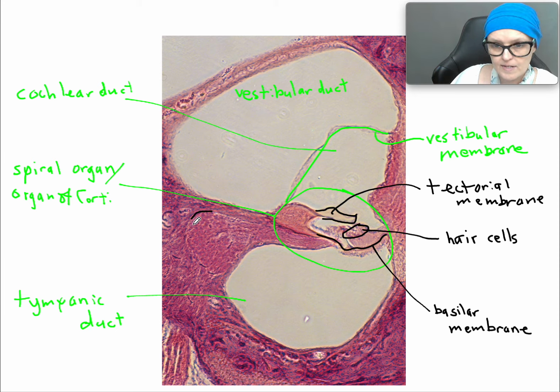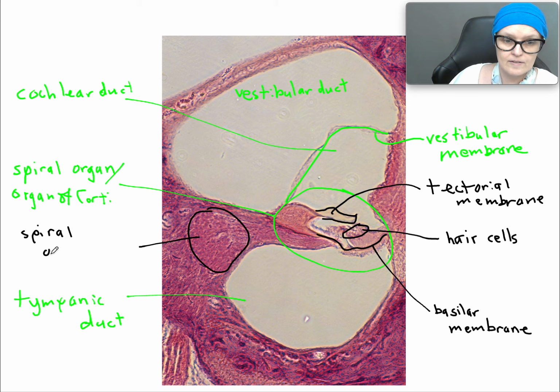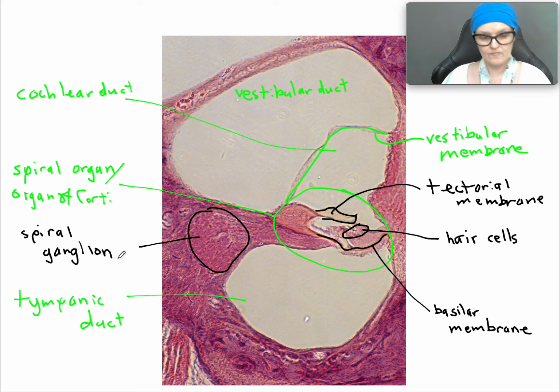Okay, and then we have this thing right here. And this is the spiral ganglion. Okay, that was our last slide. So this has been all about the sensory slides on A&P 2 Lab Test 1.